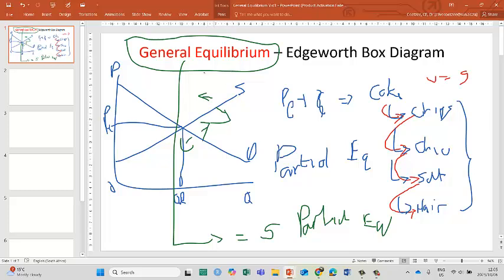However, we don't represent general equilibrium in the same way. We rather present general equilibrium using the Edgeworth Box diagram. Okay, using the Edgeworth Box diagram. So just remember, partial equilibrium is presented by our standard demand and supply curves. General equilibrium is presented by our Edgeworth Box diagram. Okay.